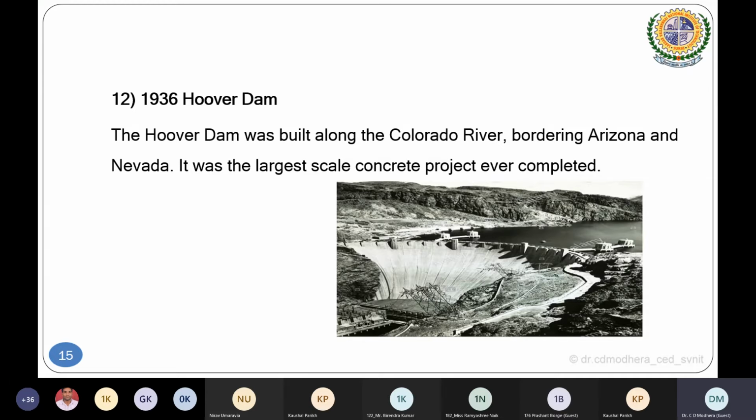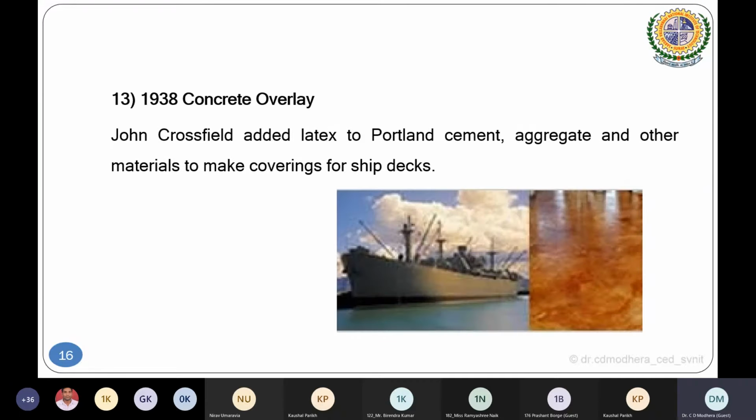1936, Hoover Dam, that is also there. In fact, India is missing; recently we have the Statue of Unity. That of course needs to be included, but I am not finding it. In 1938, concrete overlay: John Crossfield added latex to Portland cement, aggregate, and other material. Now the overlay was introduced in 1938 to make coverings for ship decks.